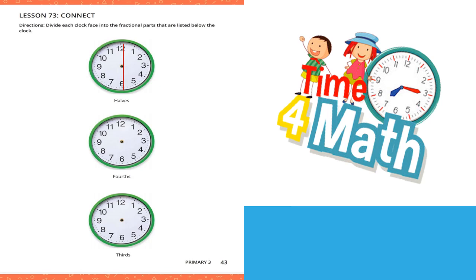The next one, fourths. So I want to divide this clock face into fourths. How many fourths in the one whole? 4/4. So it can be divided like this. If we start from 12, we can make it like this. Thirds. How many thirds in the one whole? 3/3. So it can be divided like this.